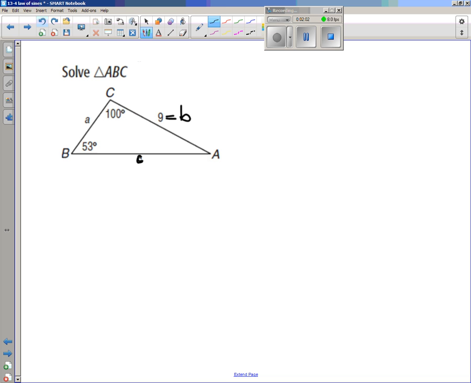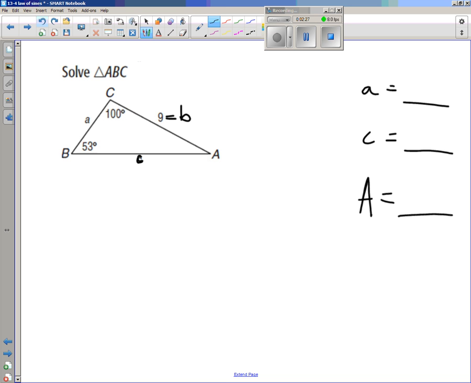All right, so this is just like solving for right triangles in terms of how I want you to approach it. Write down what we're trying to figure out. So really the only unknowns are little a for the side length, little c for another side length, and big A. Okay?